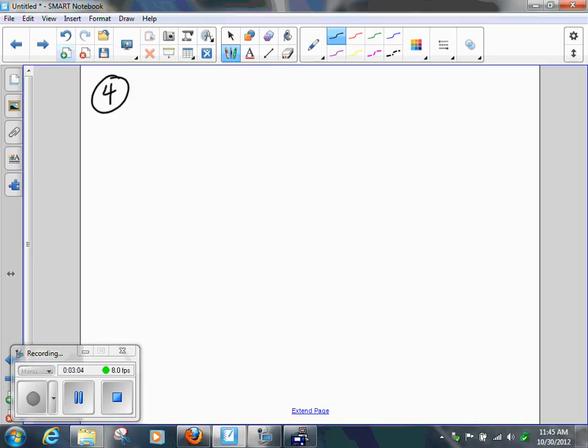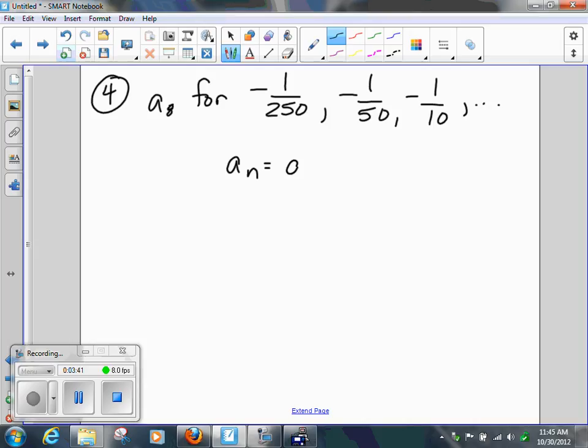Okay, here we go. It says A sub 8. That's what we've got to find. Is that all we're given in that problem? We're talking about a geometric sequence, so I've got to use the correct formula, which is the same formula I just used. It's A sub n equals A sub 1 times r to the n minus 1.